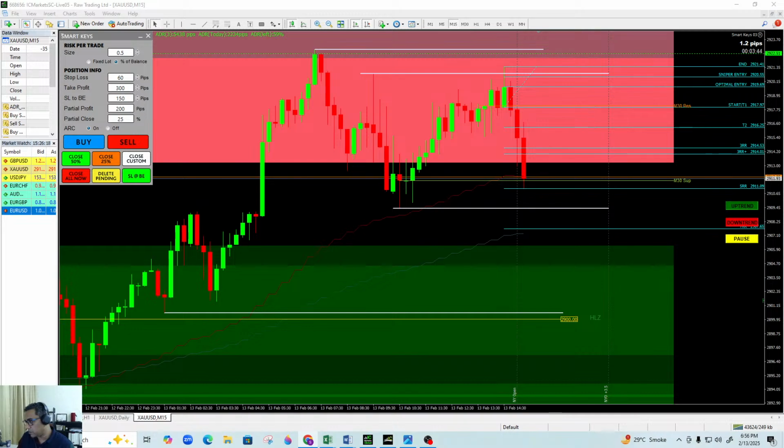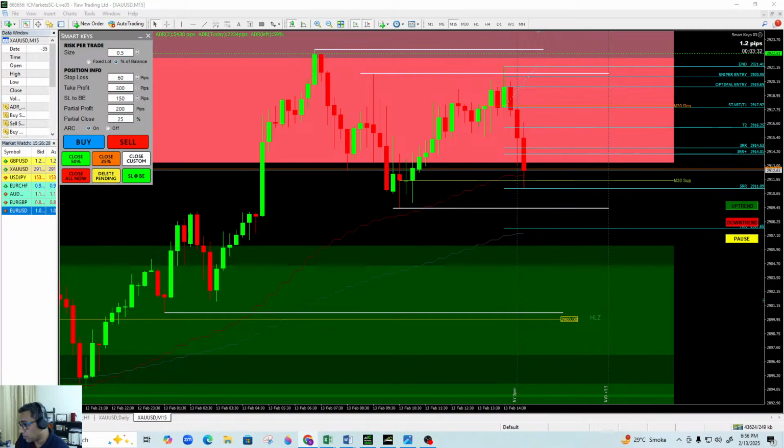So they're expecting good numbers. Let's see if we get bad numbers. We might get good numbers, because core CPI, we got good numbers. So it's very likely that we get good numbers. If you get good numbers, that's good for the USD. Price should push down, right? Price should push down, and then later on we should have that push back up.